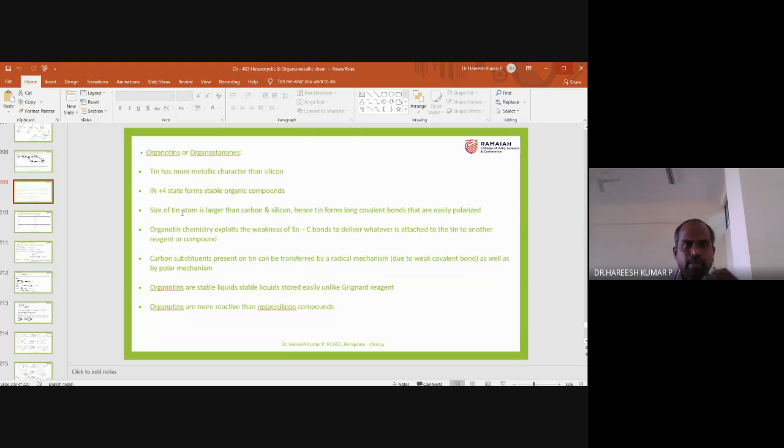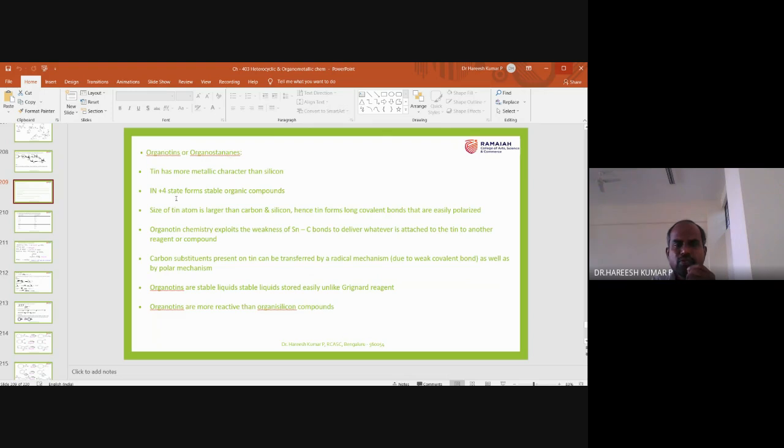Okay, today we will discuss organotins. It's also called organostananes. So that means carbon-Sn bond containing compounds are called organotins or organostananes. Tin has more metallic character than silicon.